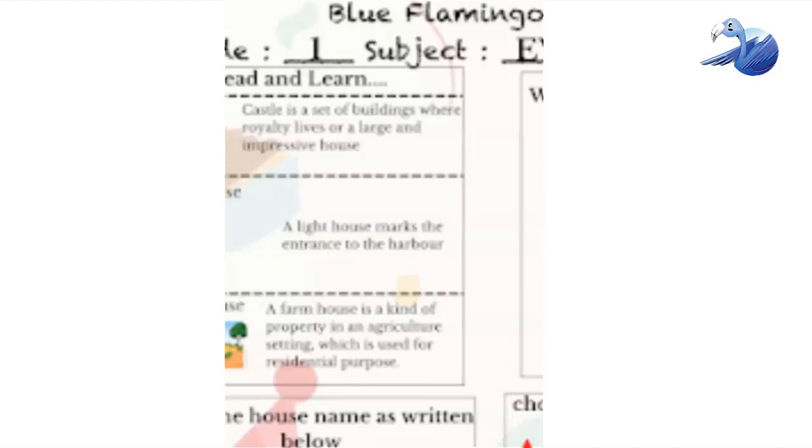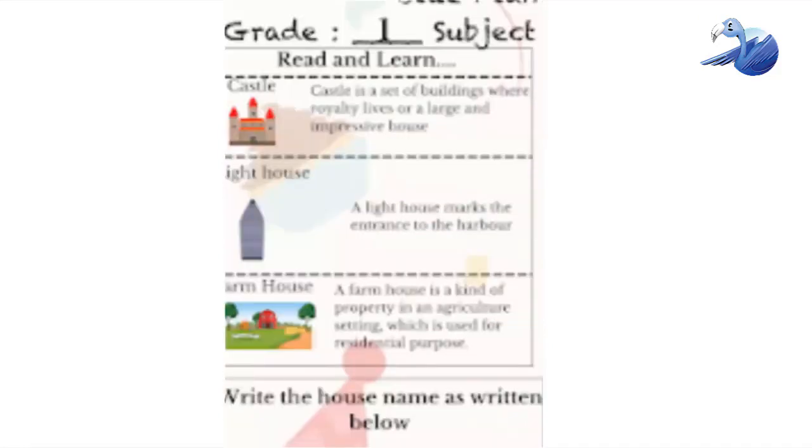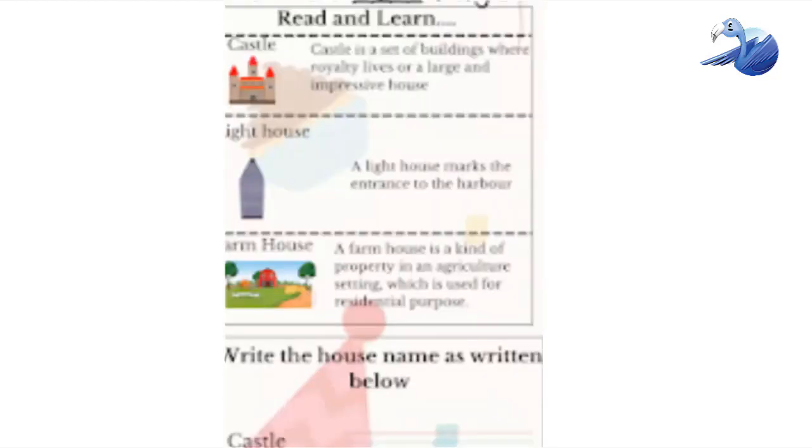That means this is also known as palaces. Old palaces, king and queen houses. So we know them as castle or palaces. Next is lighthouse. A lighthouse marks the entrance to the harbor. Okay, next is farmhouse.